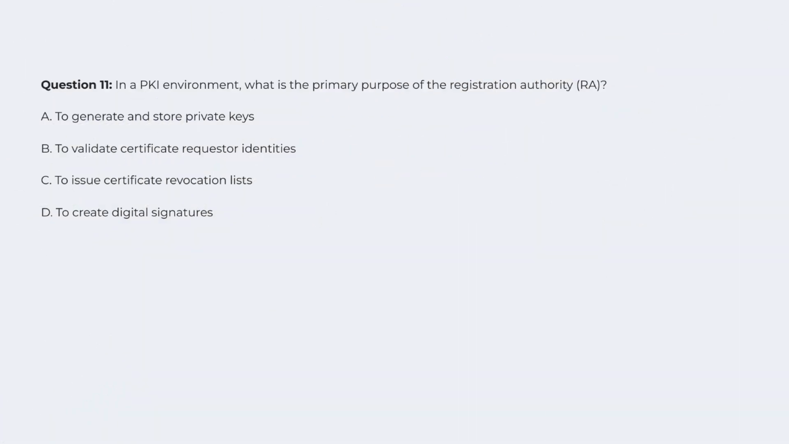Question 11. In a PKI environment, what is the primary purpose of the registration authority, RA? A. To generate and store private keys. B. To validate certificate requester identities. C. To issue certificate revocation lists. D. To create digital signatures.